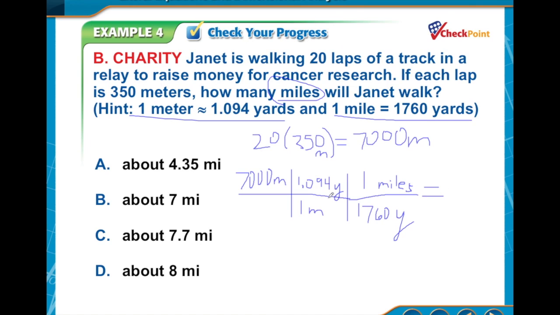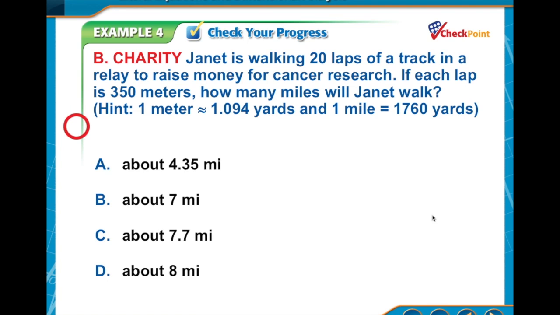How far is 7,000 meters when converted to miles? And you can check this in your calculator. Our final answer will be 4.35 miles. That's how far she ran on the track. Makes sense, and she made some money for her charity for cancer research, so great cause as well. So hopefully you get that. You'll be good to go as we work further in this section.